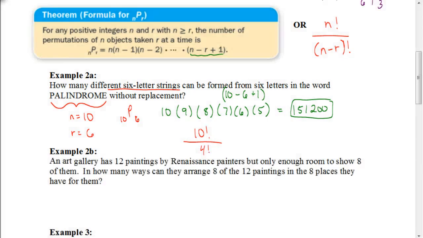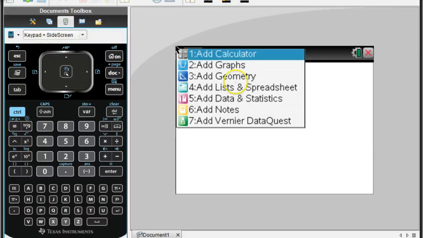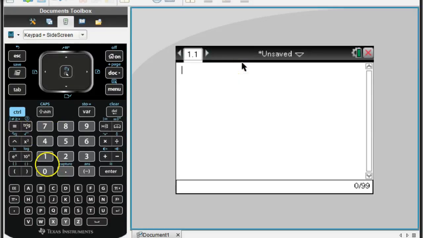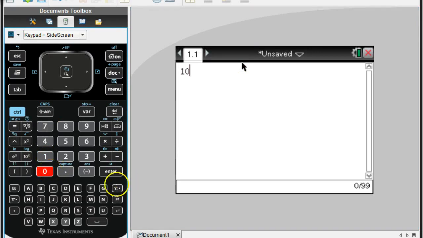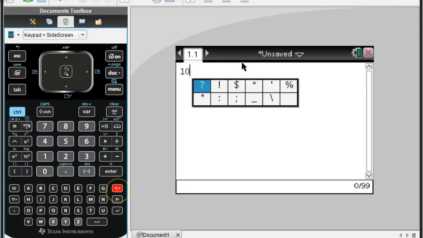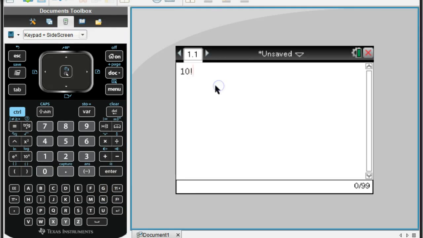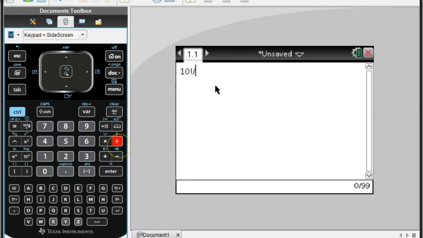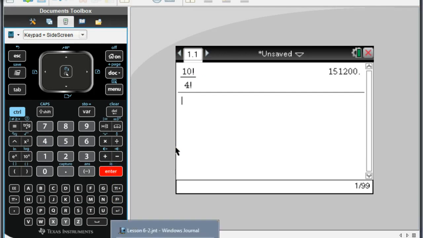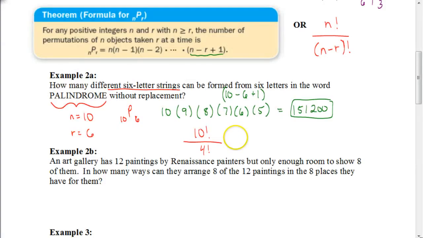Now your calculator will find this for you. If we go to our calculator, the way that we find our factorial button is next to this G, you see the question mark. If we select our exclamation point there for factorial, so 10 factorial divided by 4 factorial, hit enter, and you get your 151,200 that way as well. So either method works, it doesn't matter which method you use. You get the same answer either way.